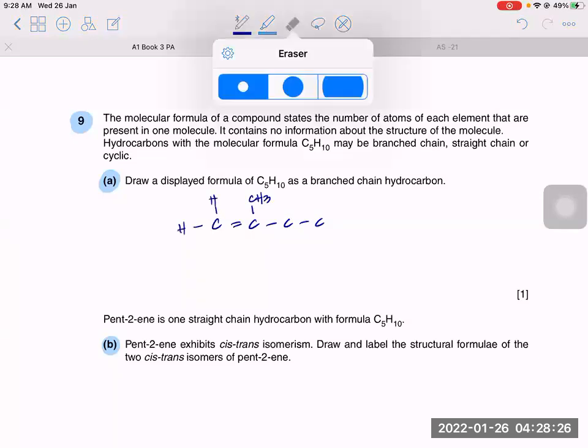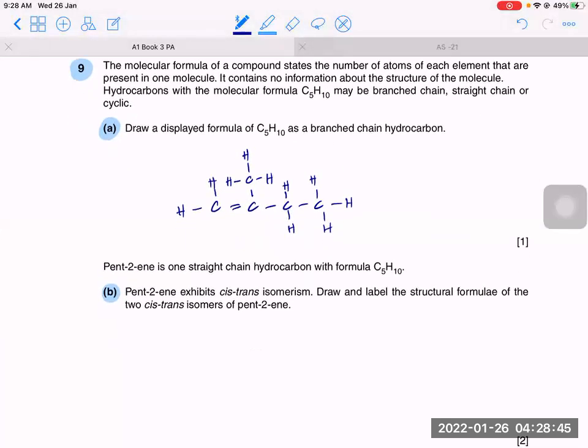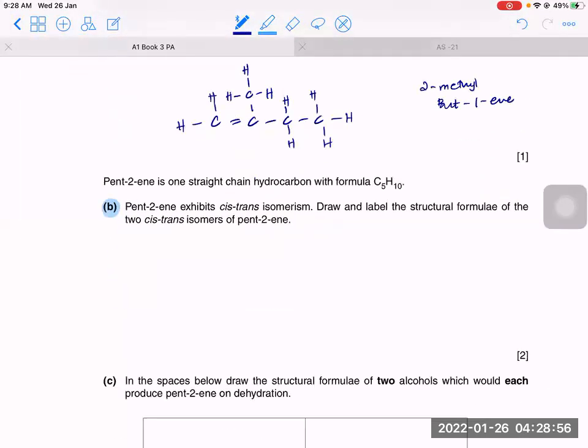This is an H. You can't write this as CH3 because you got to display all the bonds. So how will we show this? C with the H, with the H, with the H. Then you have an H here, H, and H. Clear? So this right here is what? 2-methylbut-1-ene. Yes? Clear?